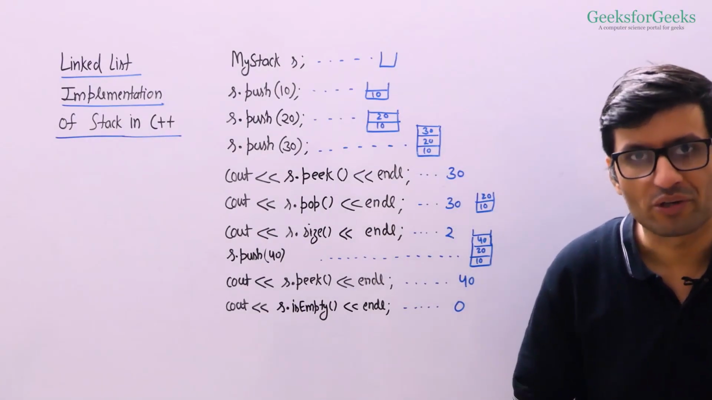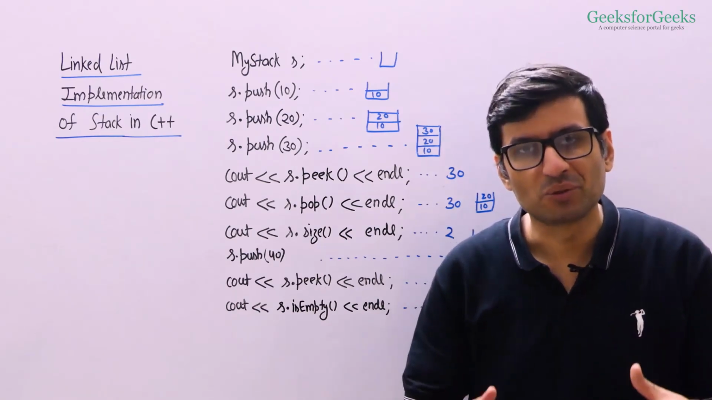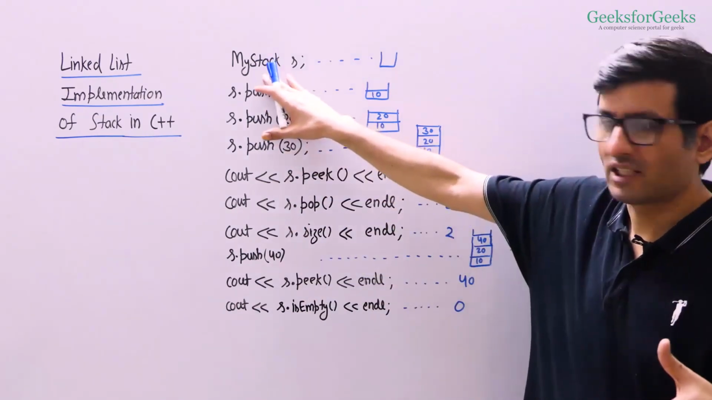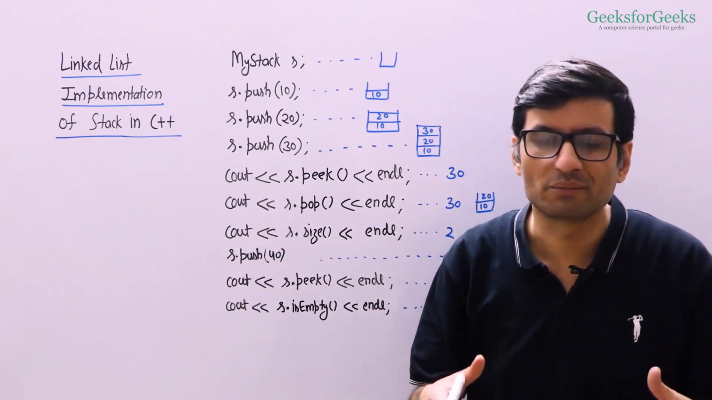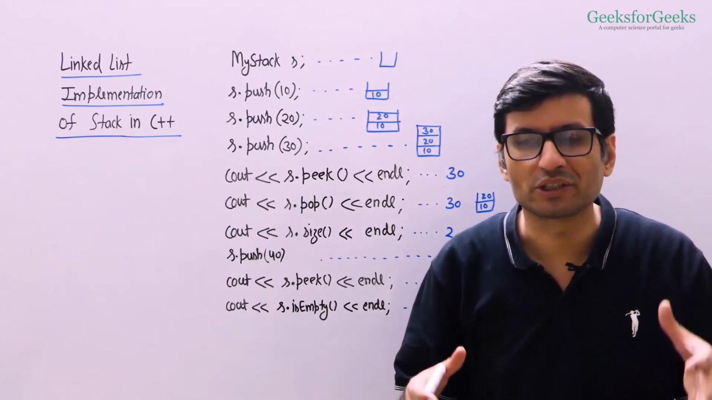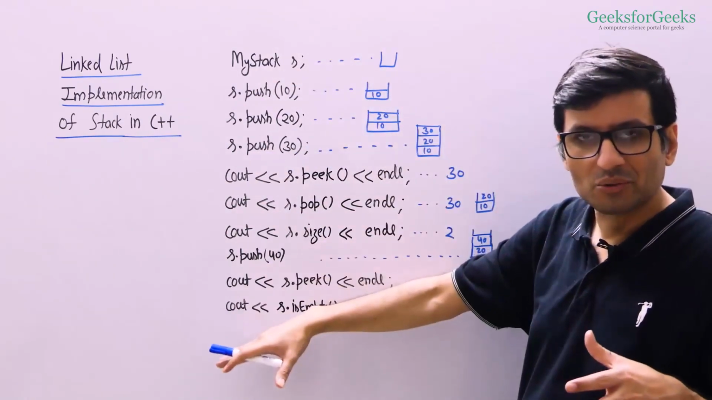Let us now talk about linked list implementation of a stack in C++. So we need to create our own myStack class that supports stack operations: push, pop, isEmpty, size, and it should be using linked list internally. So this is one example use of this class.